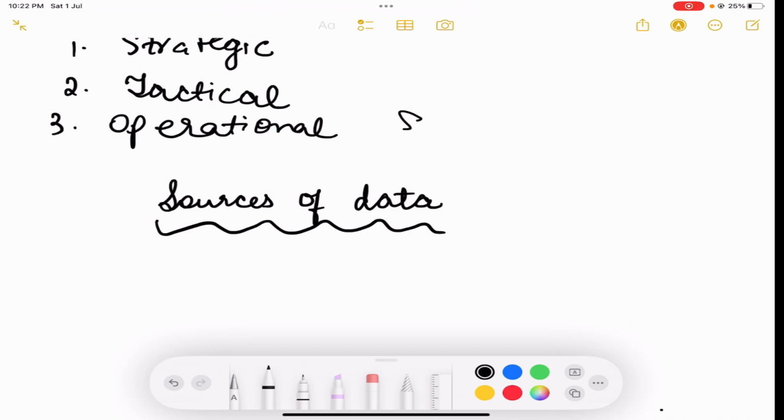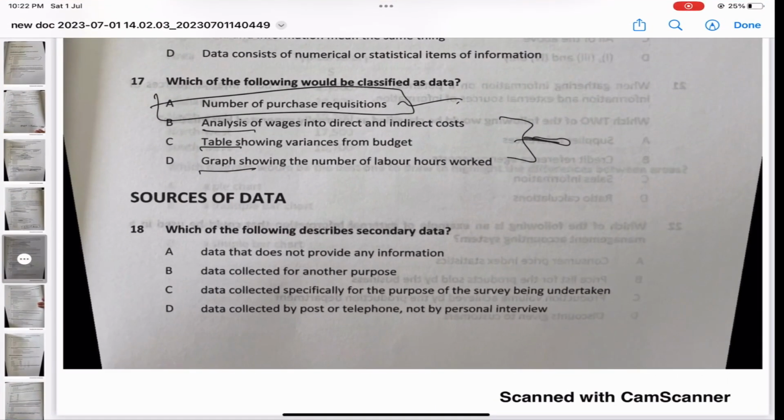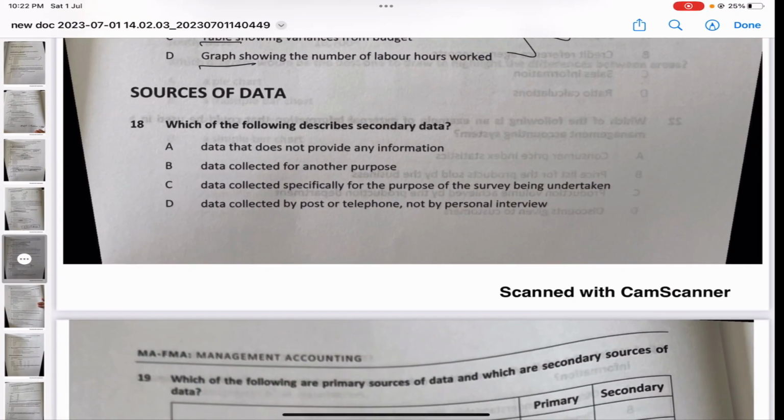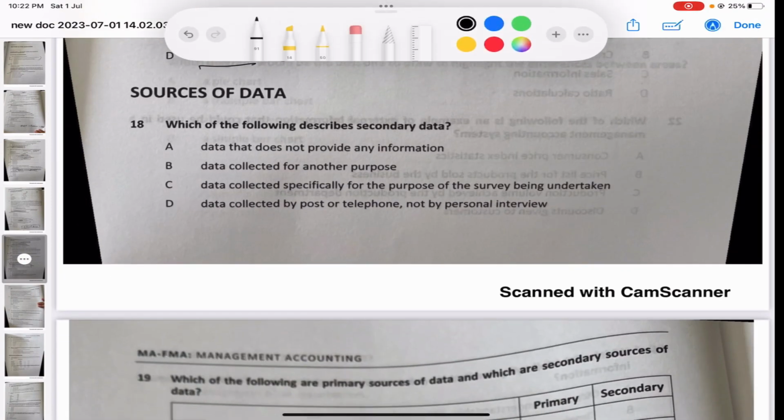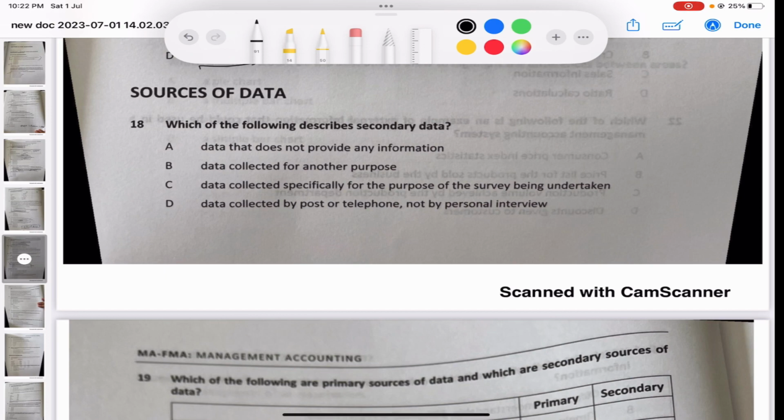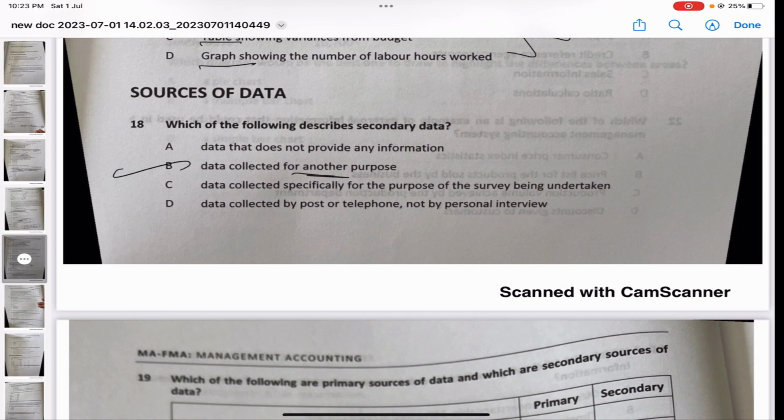Okay, so we have to start from question number 18. Let's start. Which of the following describes secondary data? Data that does not provide any information, or data collected for another purpose. We know that that is secondary data.